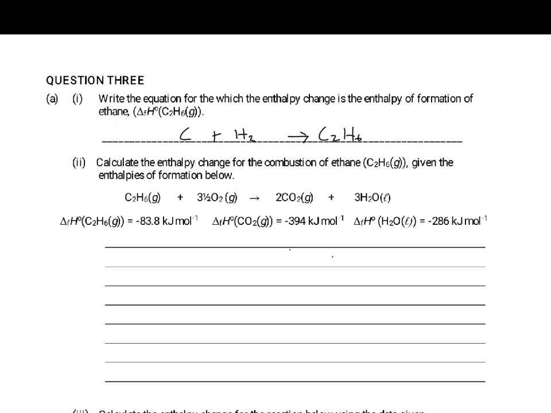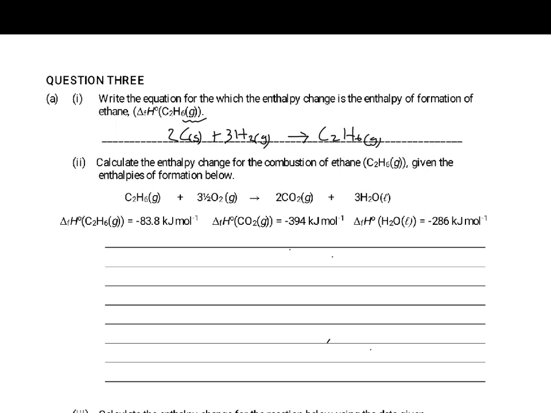Next up, you have to balance it. We've got 1 carbon on the left, we've got 2 on the right, so we're going to put a 2. We've got 2 hydrogens on the left, we've got 6 on the right, so we're going to put a 3. And the final step, just for completeness, is to put the states. So carbon at room temperature is a solid, hydrogen is a gas, and ethane is a gas, because they told us up there.